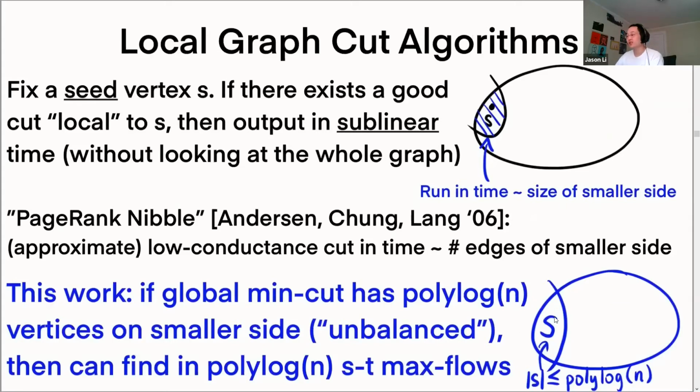Essentially, we want to find a seed vertex in S. But since S is small, we might need to guess many seed vertices in the graph. Now the point is, we're not running an ST max flow procedure for every single seed vertex we guess. We're saving our work and showing that we can run essentially a local max flow algorithm from all the seed vertices at once in polylog ST max flows total. So you think of every single seed vertex as having an amortized sublinear time. So that's the first concept we use.